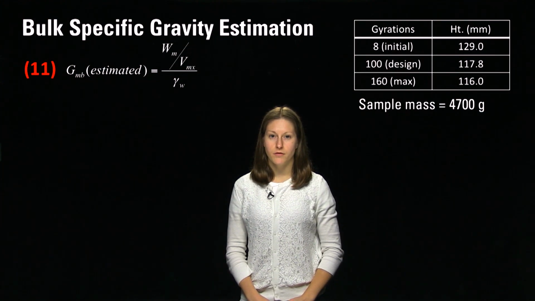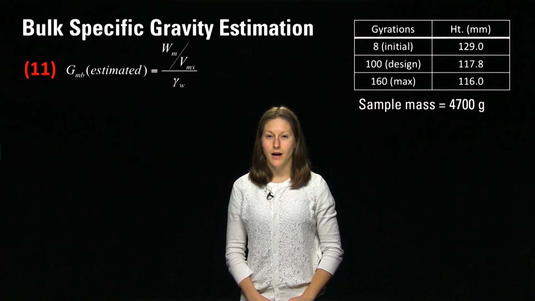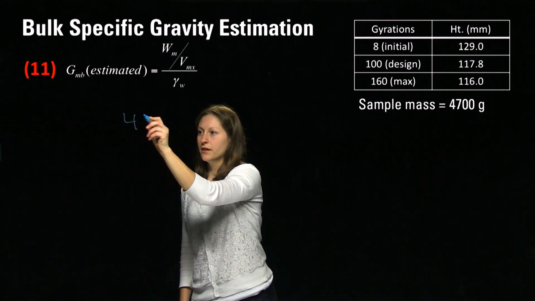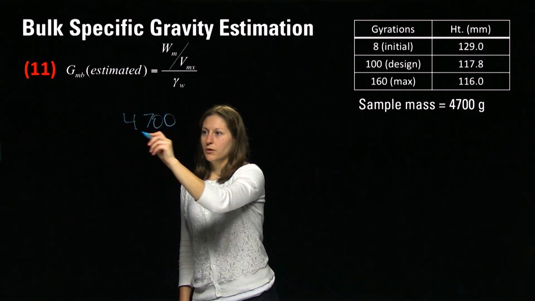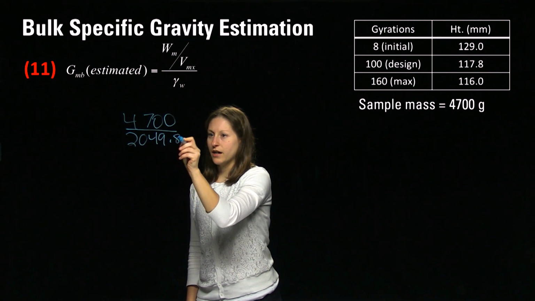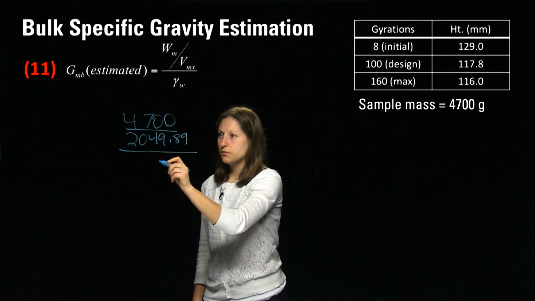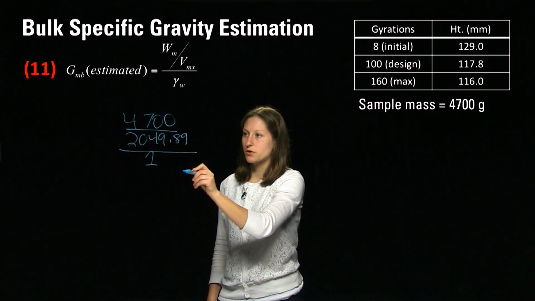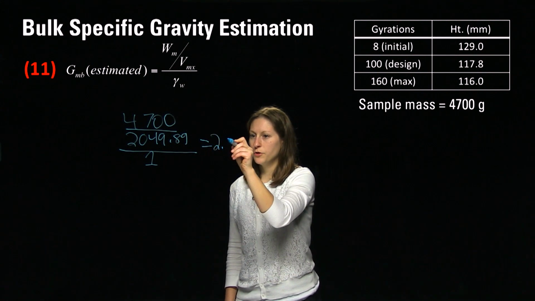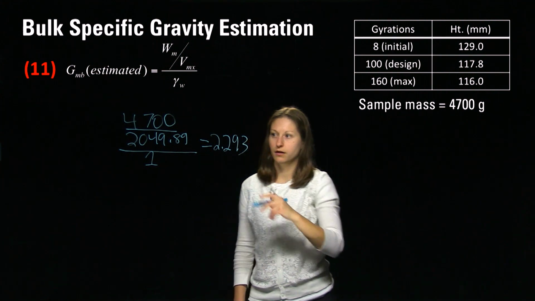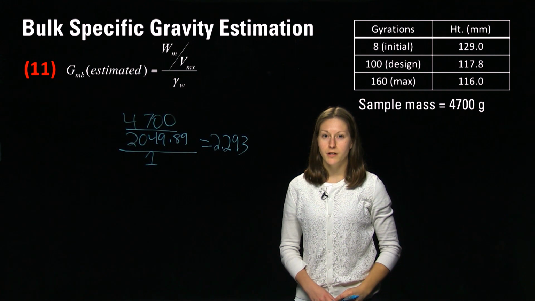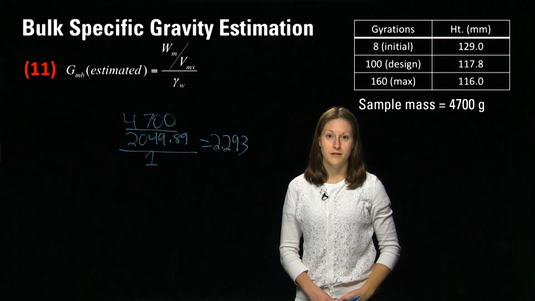Now that we've estimated our volume at N max, we can calculate our estimated bulk specific gravity. Our sample mass is 4,700. We divide that by our estimated volume, 2,049.89, and we divide this quantity by the density of water, which is 1 gram per centimeter cubed. This gives us an estimated bulk specific gravity of 2.293. Recall that our measured bulk specific gravity was 2.354. Therefore, there is some error in our estimated value.